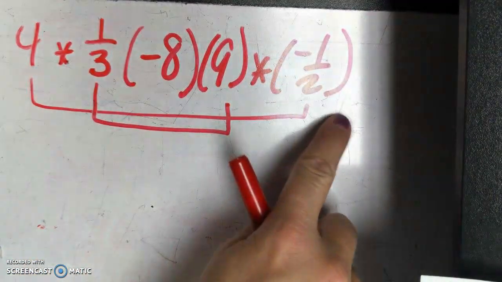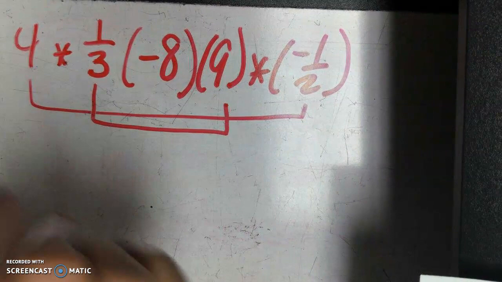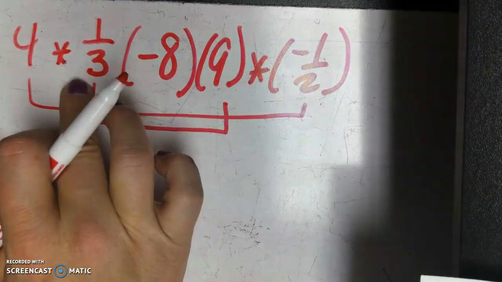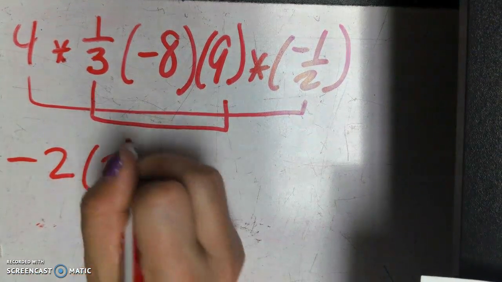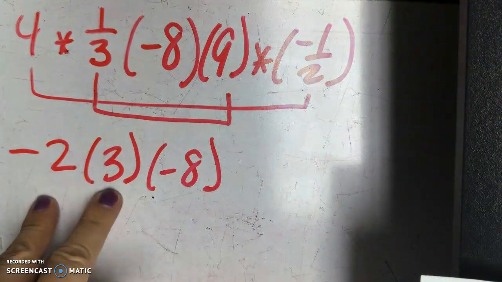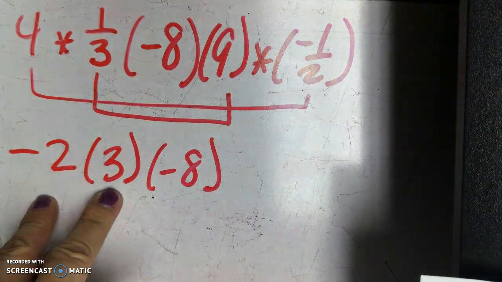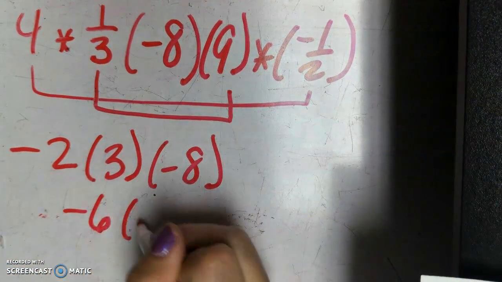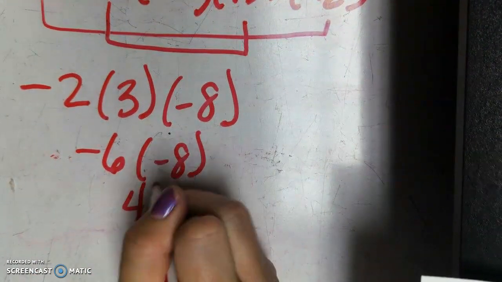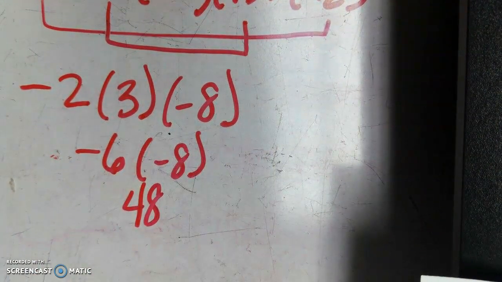I'm going to go ahead and take -1/2 times 4 to give me -2. And then I'm going to take 1/3 times 9 to give me 3. And then I'm going to multiply all of that by -8 when I'm done. So here, -2 times 3 gives me -6 times, I can pause it, times -8. Negative times negative is going to leave me with positive 48.